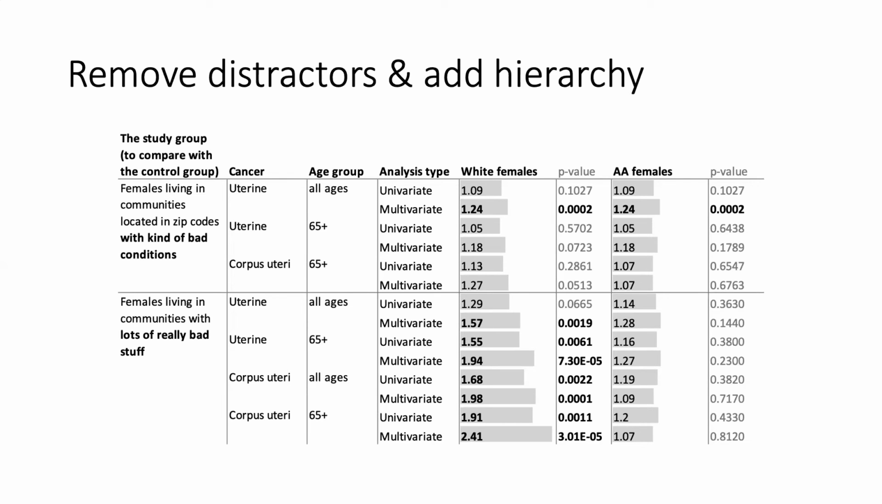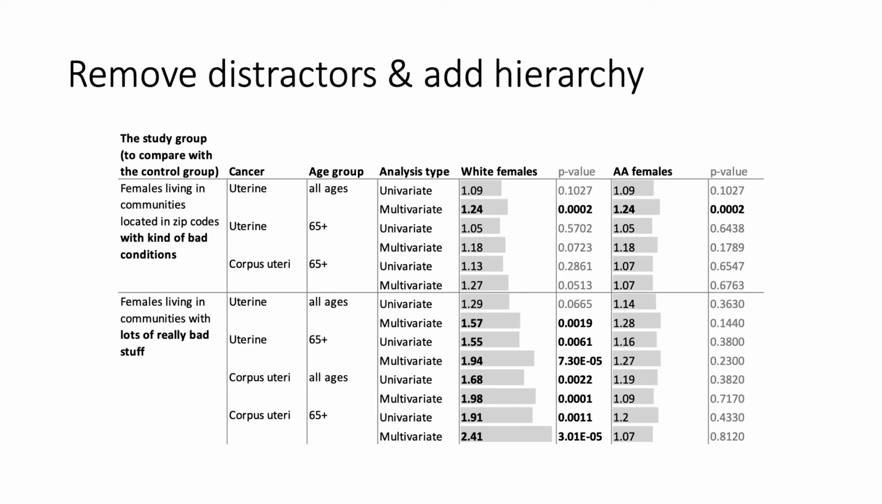I also made the patterns in the numbers visual, so I did in Excel what's called conditional formatting, where you can change a cell into a color for a heat map, or you can change it into a bar. And so here you can see the values for the African American females are all flat, whereas the white females are rising up here.